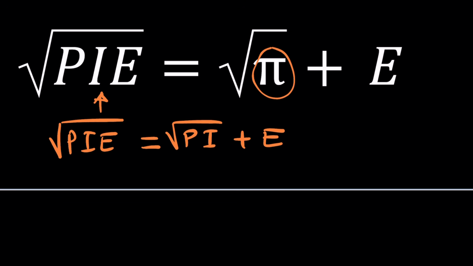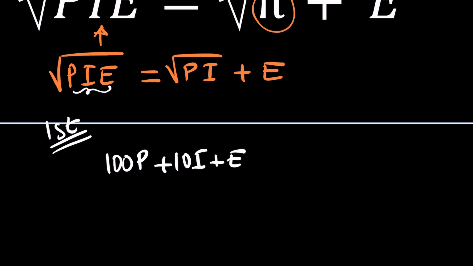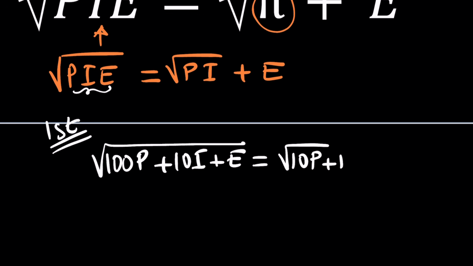The first method basically involves looking at it from a purely algebraic perspective, which is, what is the square root of a 3-digit number? First of all, what is a 3-digit number? How do you decompose it? So you can basically write this number as 100p plus 10i plus e. Okay, great. Let's go ahead and square root that. And on the right-hand side, we can write the 2-digit number as 10p plus i. And e is just e.